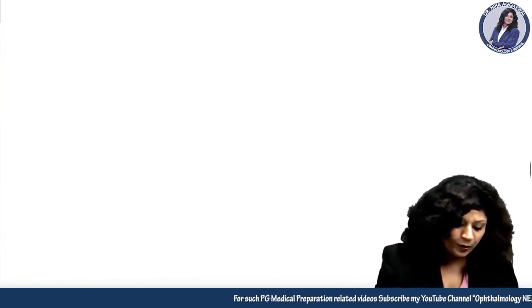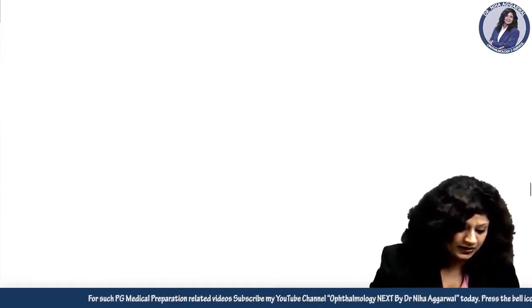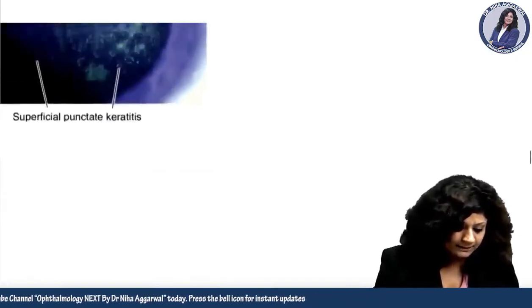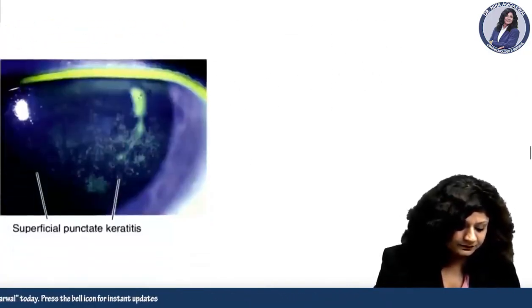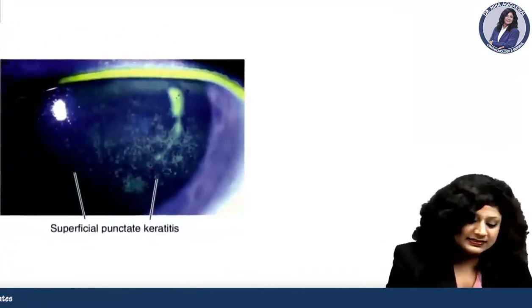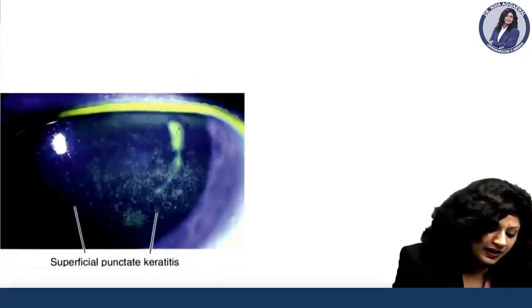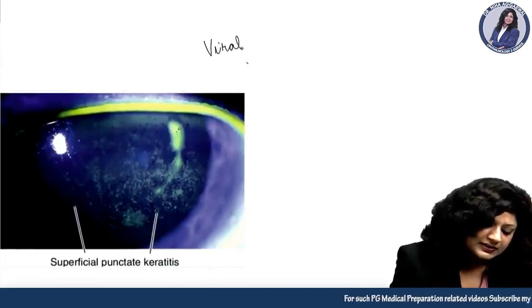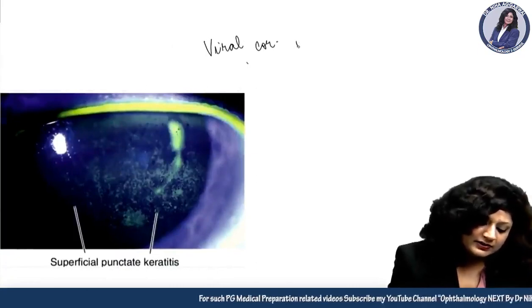Now try looking at the other one. If you see the other corneal ulcer, which is important and to differentiate, the next important corneal ulcer is the viral corneal ulcer.